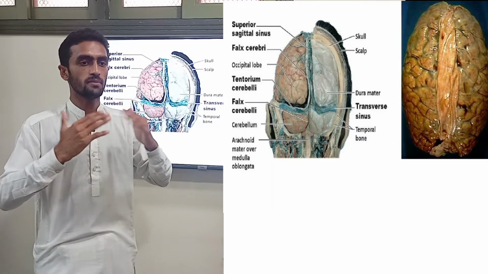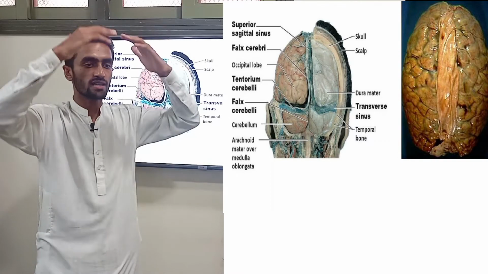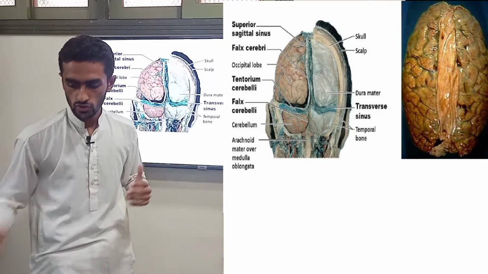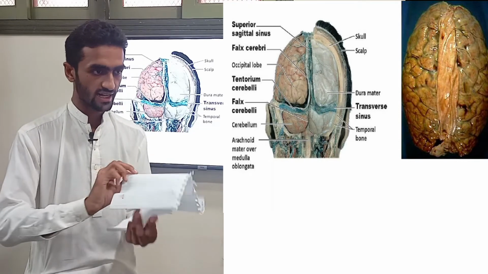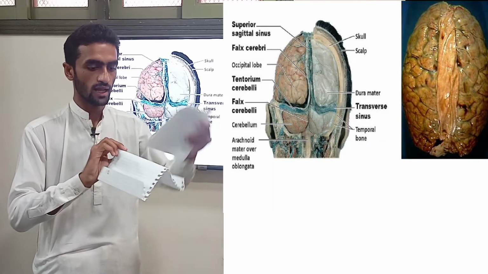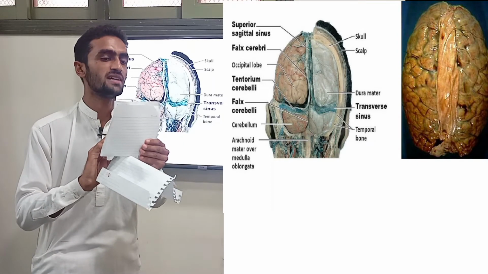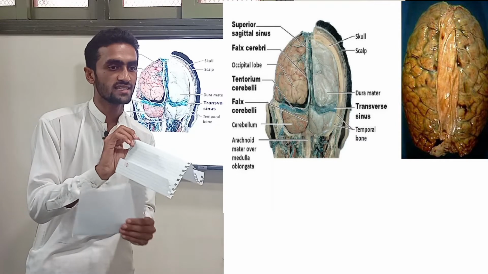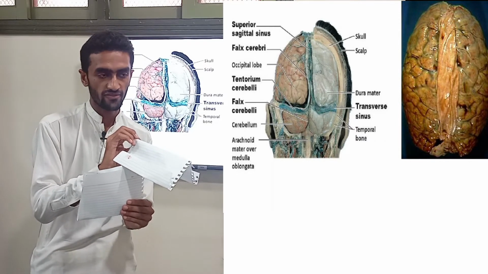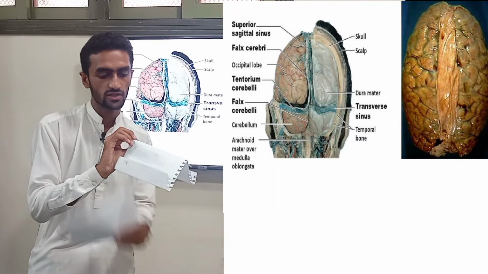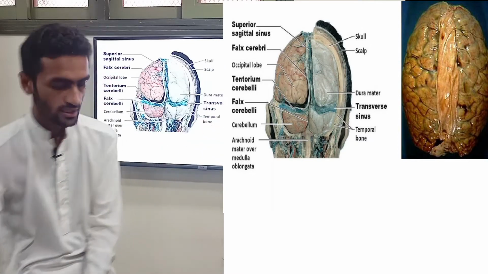Tentorium means something tent-like, and cerebelli means this tent is over the cerebellum. If you see it like this, for example, this is the tent of your tentorium cerebelli. Over there you will find the cerebrum, with the falx cerebri, and under this you will find the falx cerebelli. The falx cerebelli is under here, so it is continuous, and the cerebellum lies under this. So see this arrangement.